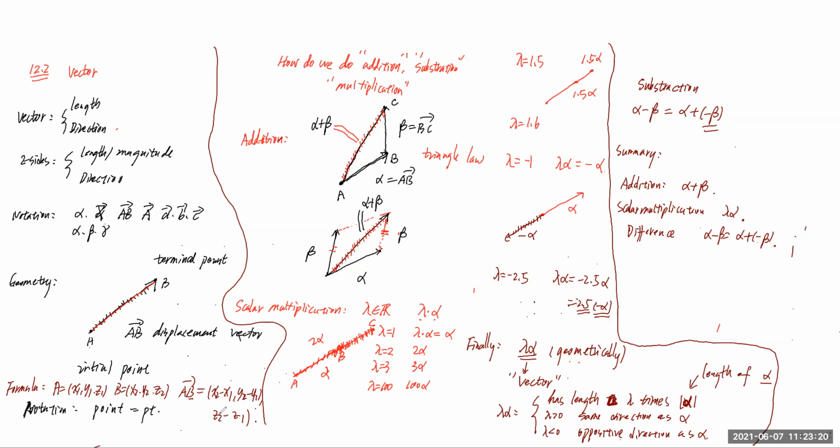Okay, so we talked about vectors, the geometrical picture, and I taught you how to do the addition, scalar multiplication, and the subtraction or differences. Let's look at some examples. I already forget the number, I will not use the number again.